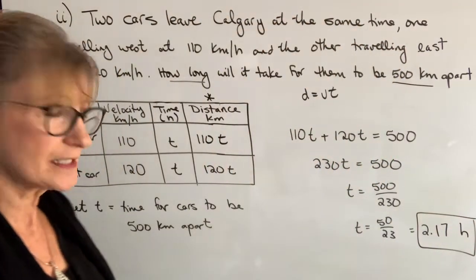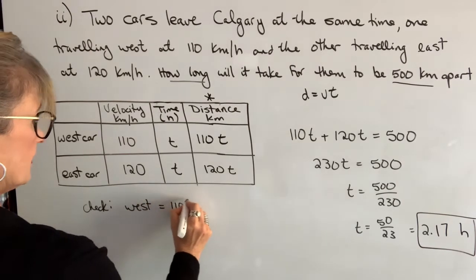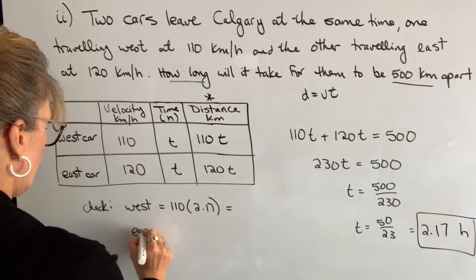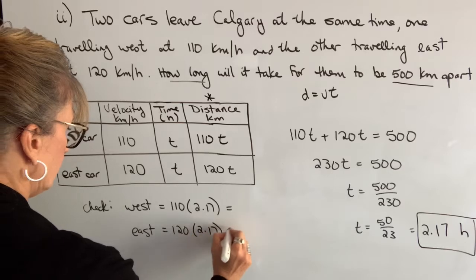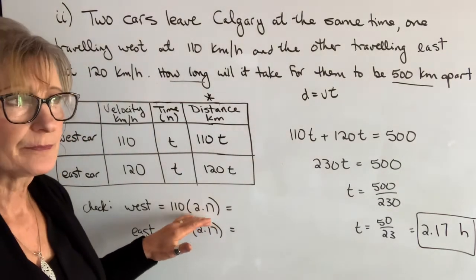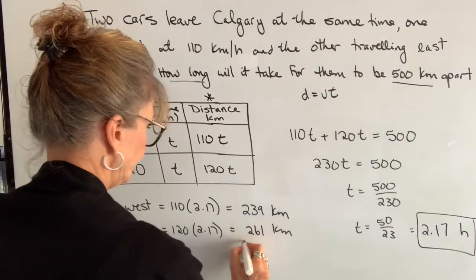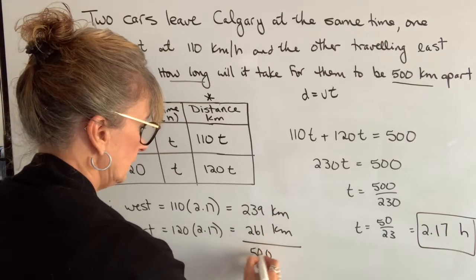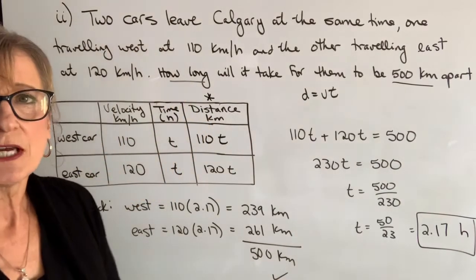Let's do a check. Let's see if that works. So the west car will be 110 times 2.17, and the east car is 120 times 2.17. Now I wrote down a rounded off value, but I'm going to actually use the value that's on my calculator that's more exact. When we add those up, it's 500 kilometers. So we know that the answer is correct.